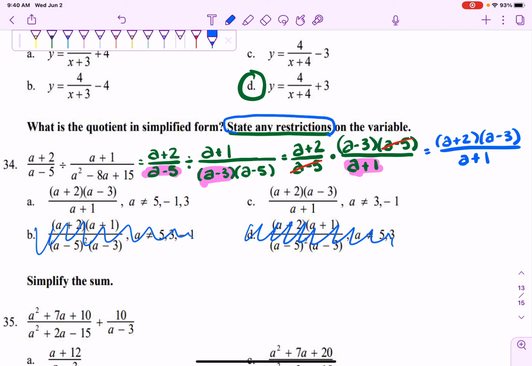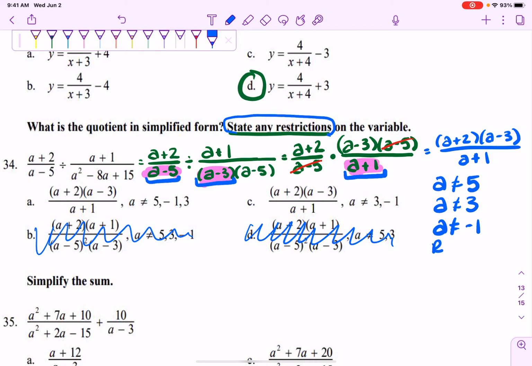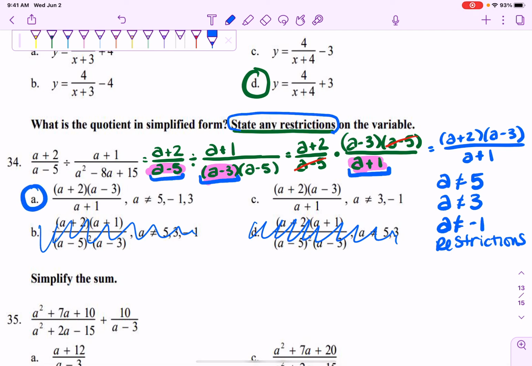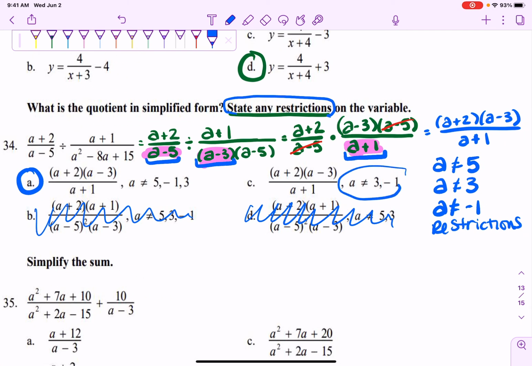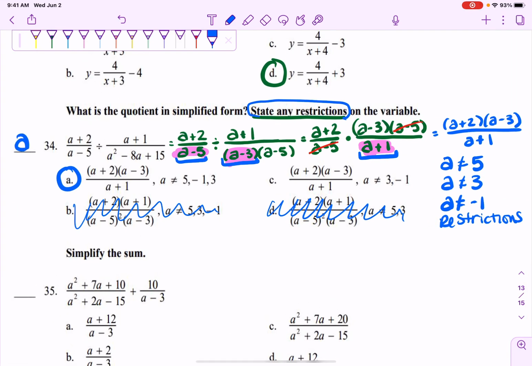Now remember, it's thinking about what those would have to be to get a 0 in the bottom for that spot. So in this one, if a were 5, 5 minus 5 would be 0. So that means a can't be 5. For this one, if I put a 3 in for a, 3 minus 3 would be 0. So again, a can't be 3. In this one, to get 0, a would have to be negative 1, because negative 1 plus 1 would give me 0. So a can't be negative 1. Those would be considered to be the restrictions. Okay, and the only one that would match all of those would be A, because you can see on this group that 5 is left off. So that would be A.